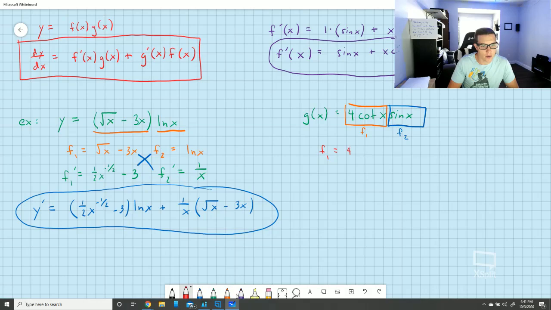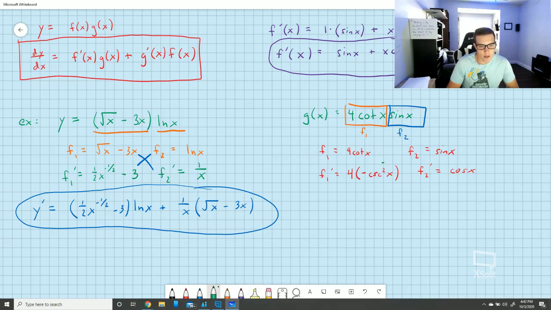f1 is 4 cotangent x. f2 is sine x. So the derivative of the first one, carry the 4. Derivative of cotangent x is negative cosecant squared x, if you look at your derivative rule sheet. That's one that's a little bit more obscure, but we got to start memorizing these. The derivative of sine x is a little bit easier, cosine x. And then put them all together.